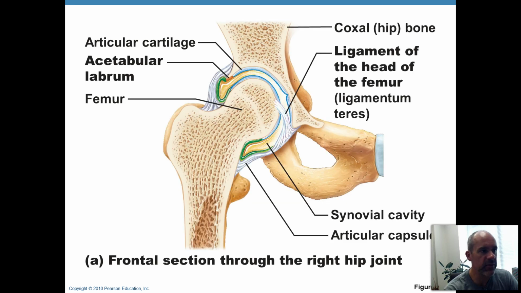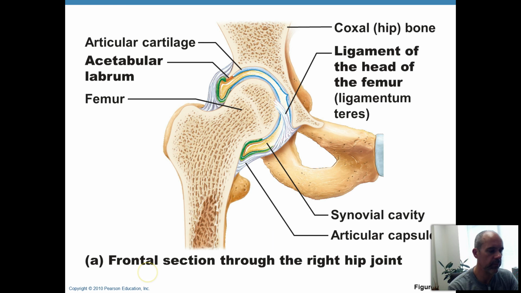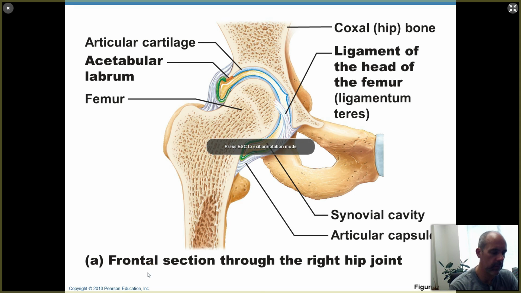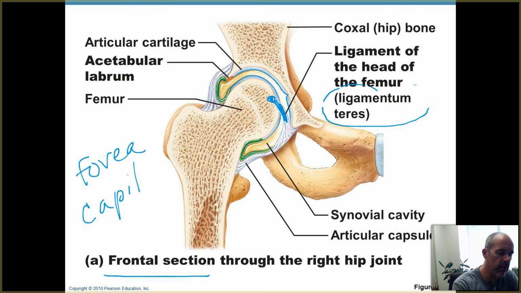And here's a diagram showing some of these structures. This is a frontal section through the hip joint. One thing I want to point out is the ligamentum teres. It's a ligament connected to, remember, the fovea capitis that we looked at on the head, or the ball, of the femur, that little indentation. The ligamentum teres is attached to that, and then it extends over to the bony part of the acetabulum of the os coxa, and that helps hold the ball of the femur in place. That provides some support, so you don't want that to get torn.